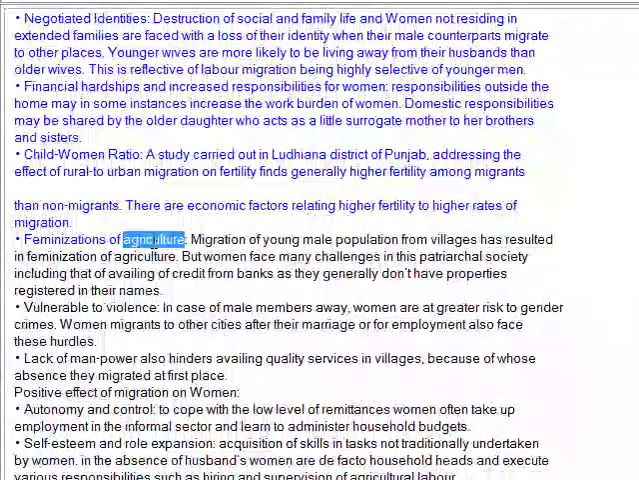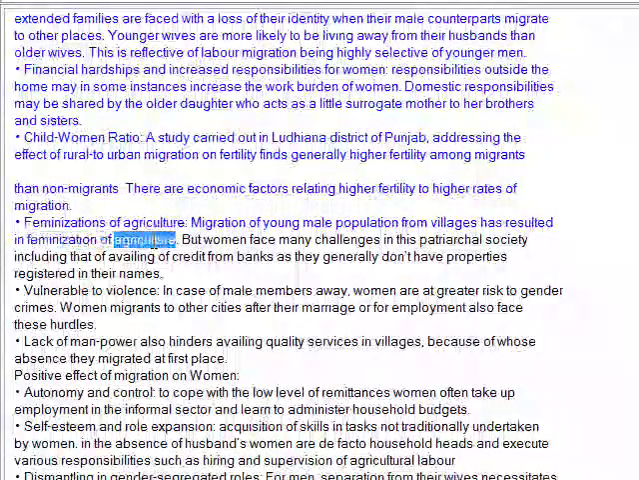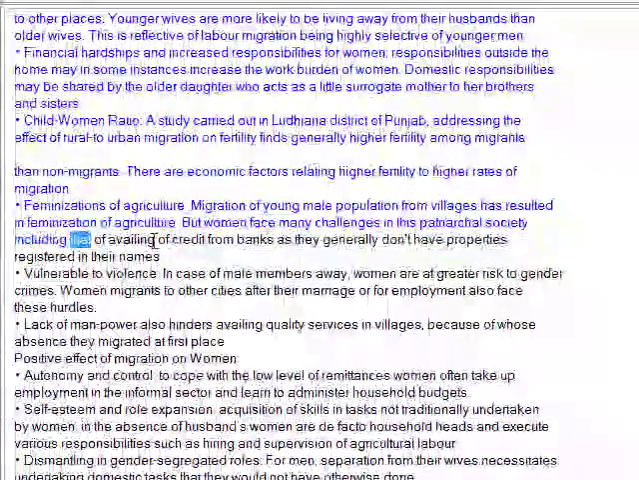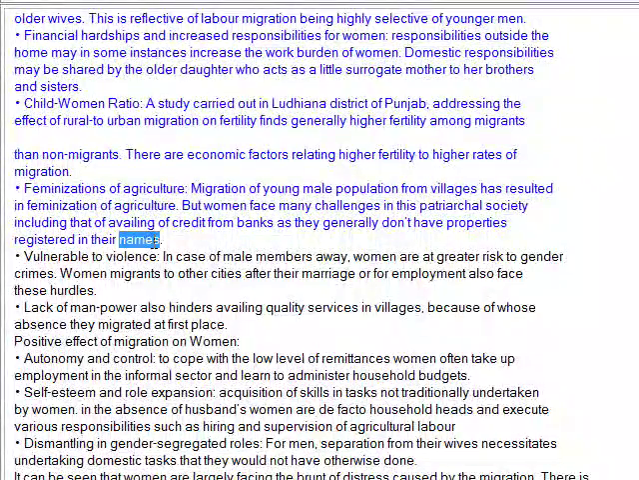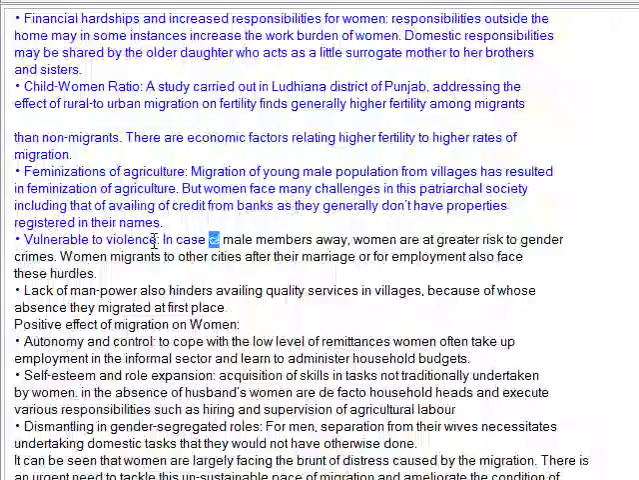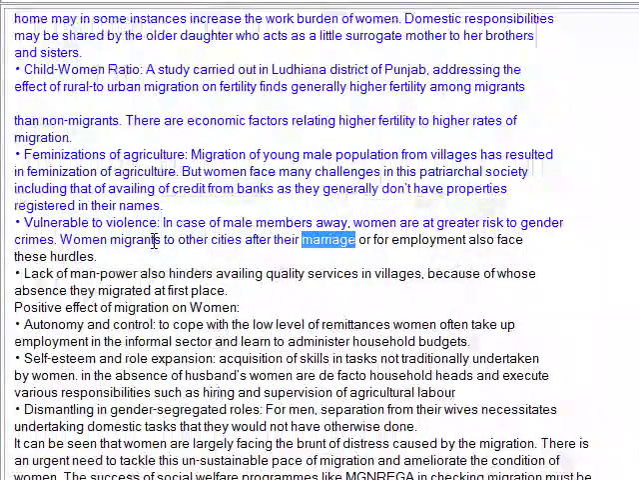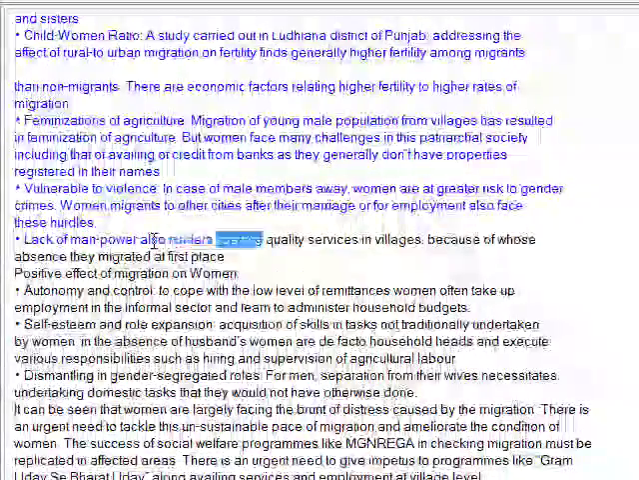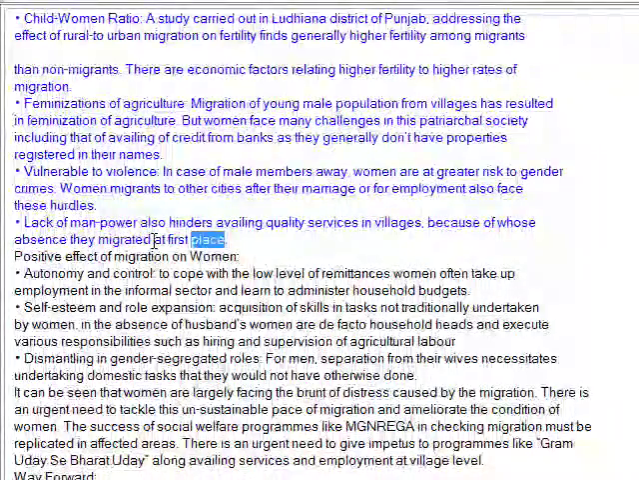Feminization of agriculture. Migration of young male population from villages has resulted in feminization of agriculture. But women face many challenges in this patriarchal society, including that of availing of credit from banks, as they generally don't have properties registered in their names. Vulnerable to violence. In case of male members away, women are at greater risk to gender crimes. Women migrants to other cities after their marriage or for employment also face these hurdles. Lack of manpower also hinders availing quality services in villages, because of whose absence they migrated in the first place.